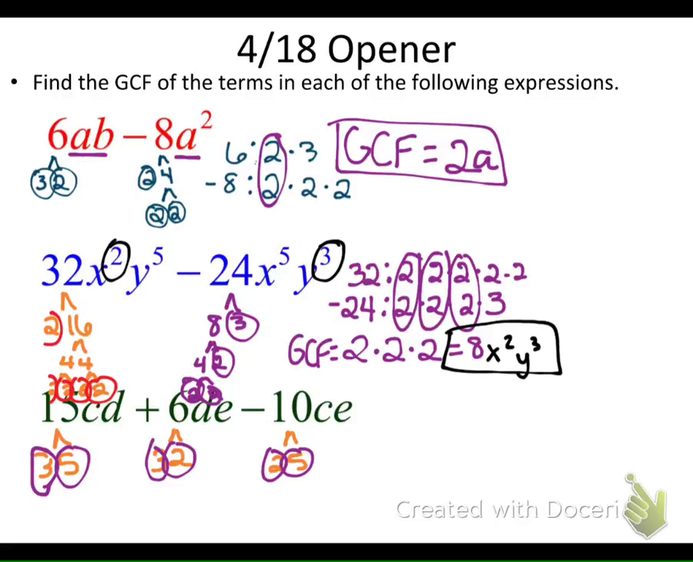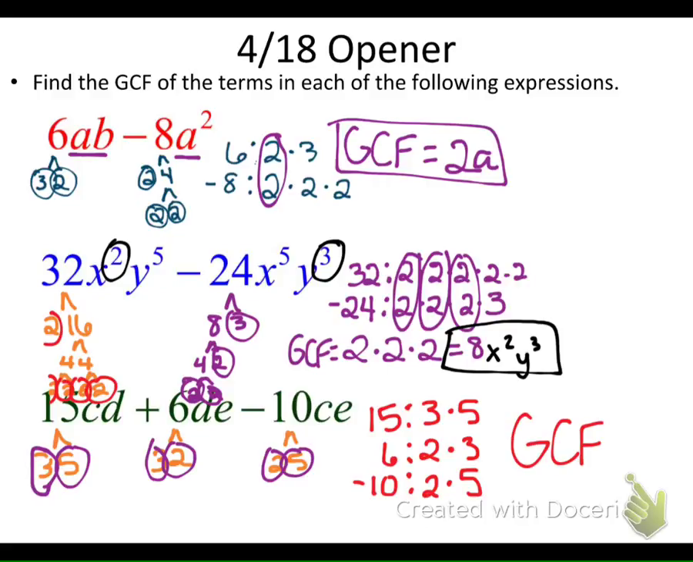All right, I'm going to go ahead and write those out just so I can stay organized. So I have 15 is 3 times 5. 6 is 2 times 3. And negative 10 is 2 times 5. Okay, do I have any numbers in common? No, I don't. So let's go ahead. It is 1. Very good. Thank you, Isaiah.